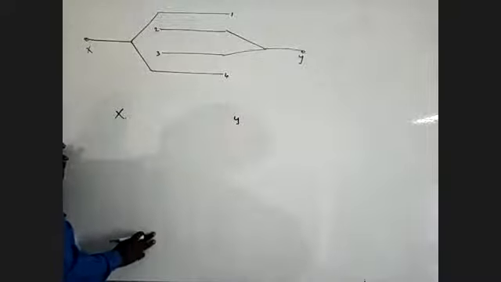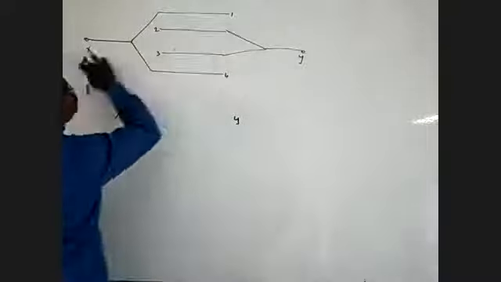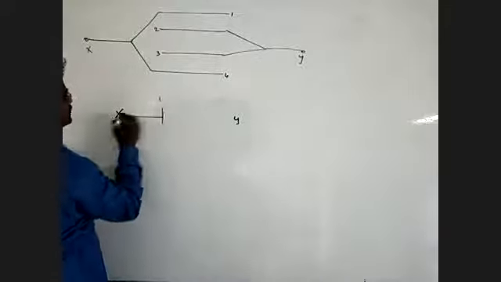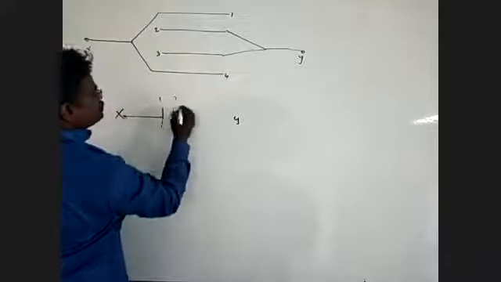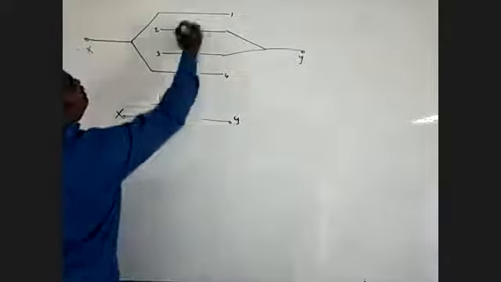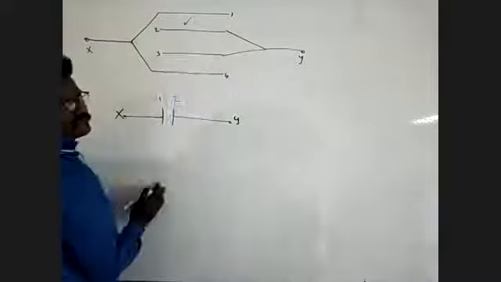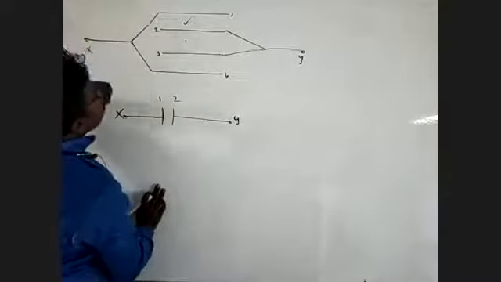Plate 1 is connected to X. Plate 2 is connected to Y. This capacitor is over. Now I'm at this place.